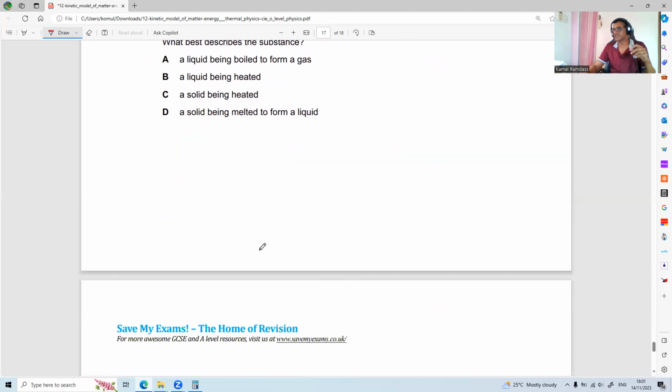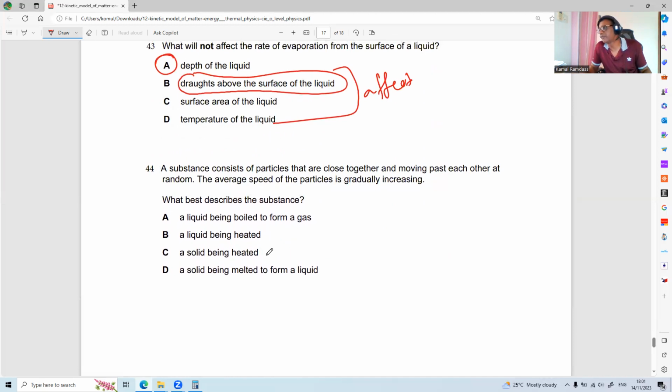Number 44. A substance consists of particles that are close together and are moving past each other at random. The average speed of the particles gradually increases. What is it? A liquid being heated.